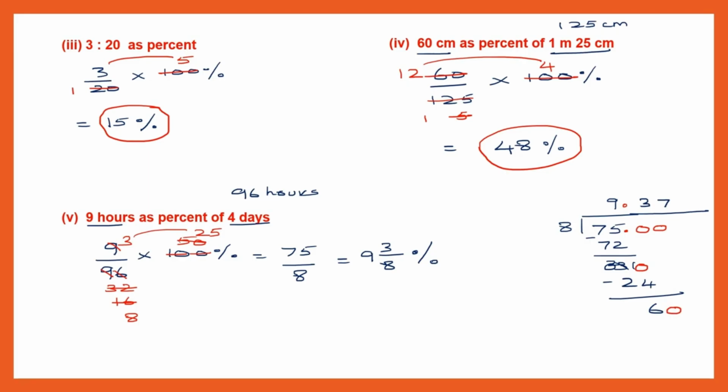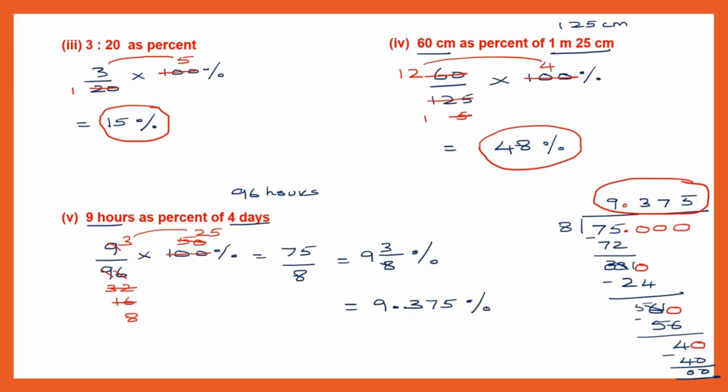8 sevens are 56, minus, 60 minus 56 is 4. Now again my remainder is not 0. So let's try again by adding a 0, bringing that 0 down. Now the number is 40 and this is easy. 8 fives are 40. So now the remainder is 0. So now let's look at our quotient. Our quotient will be our answer. That is 9.375. So let's write that 9.375%. So we can have our answer in the fraction form 9 and 3 by 8 or the decimal form 9.375.